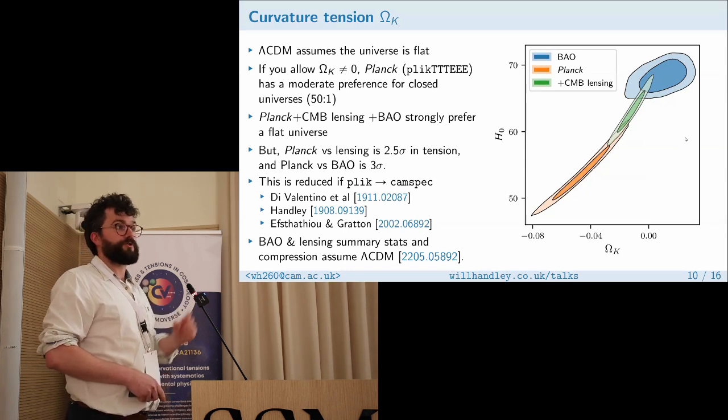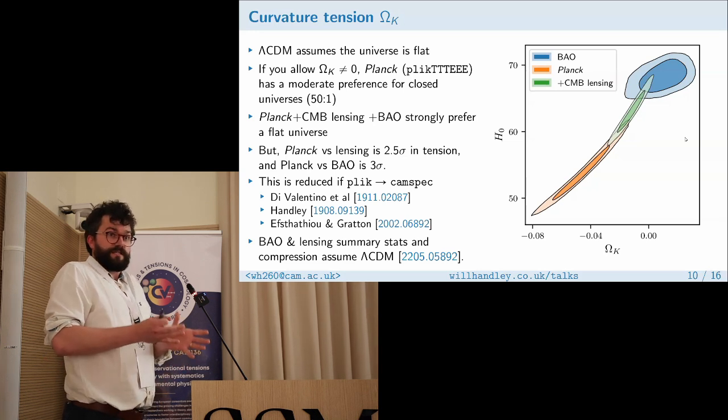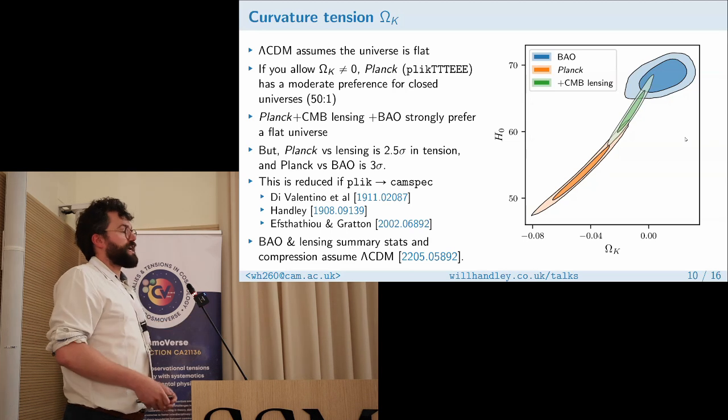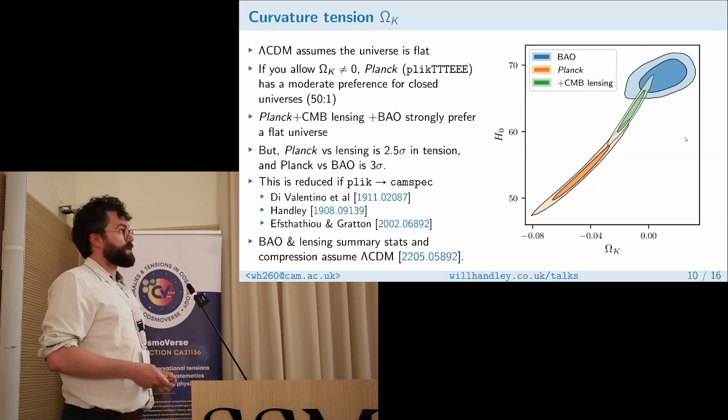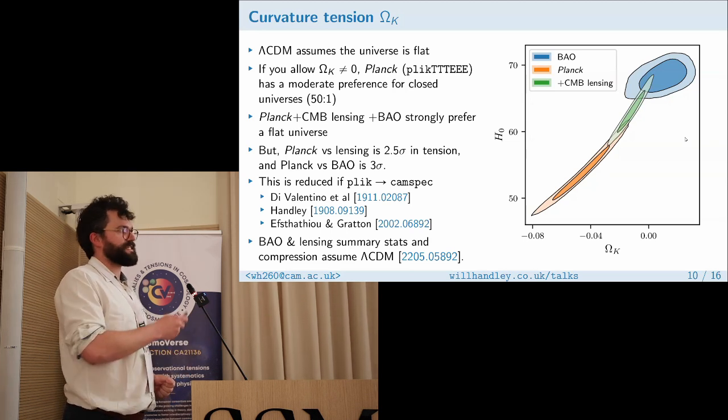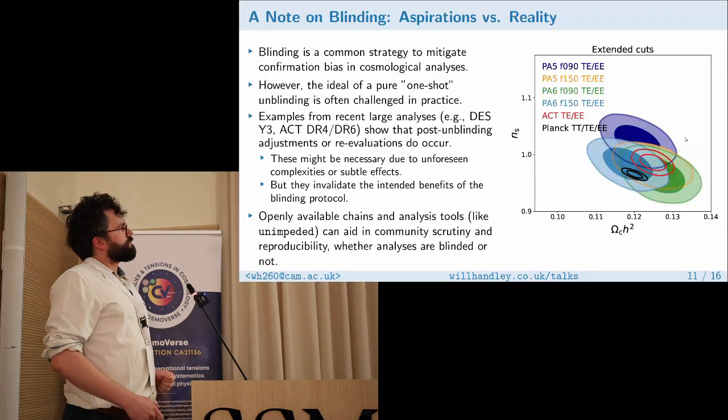That's also true, not just for curvature, but for W0 WA. So a lot of those things assume lambda CDM at some point, and it'd be interesting to relax those assumptions, and nobody does because it's difficult and fiddly and it's easier to not. Right.